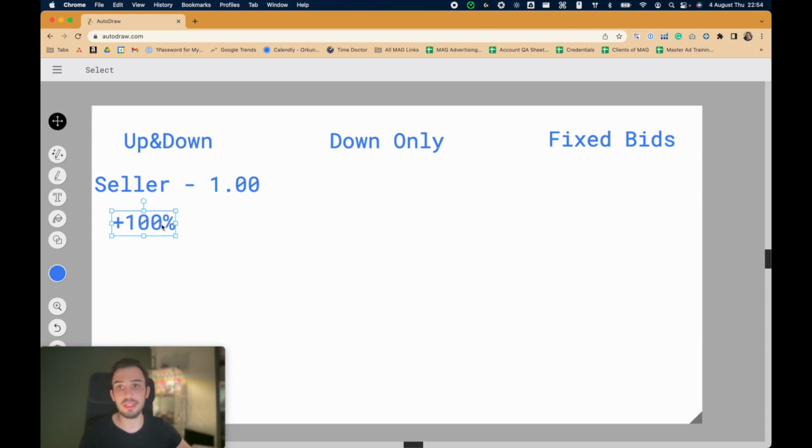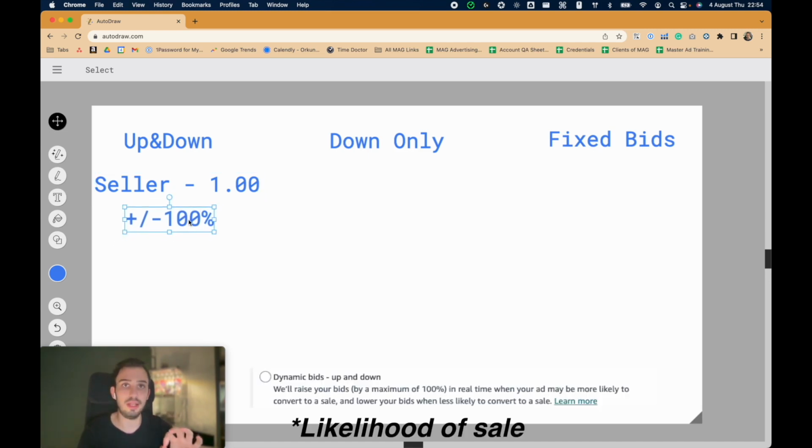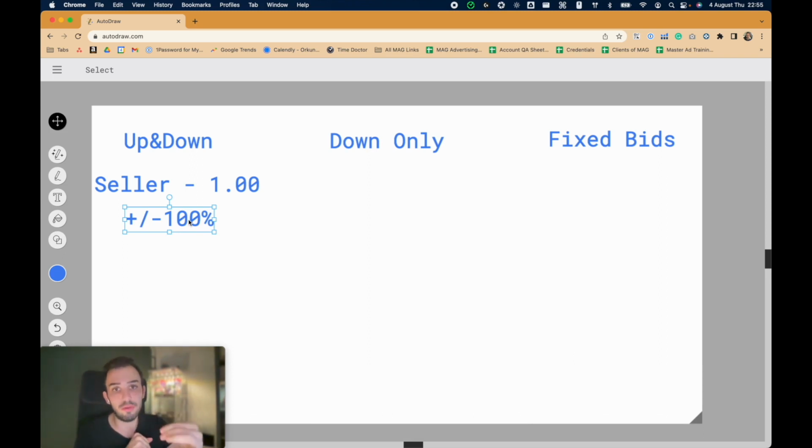This basically means, let's make it plus minus, that Amazon can increase it or decrease it depending on the likelihood of a sale. So they basically know the likelihood that a customer will buy when they search for the product. They have so much data going on in the background, and we don't really know how it works.